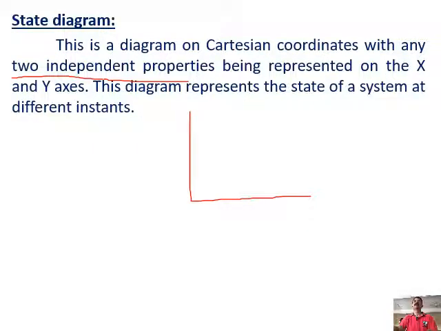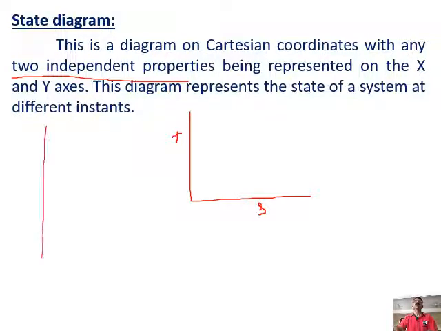Now here I can mark entropy and here I can mark temperature. Then it is called a temperature-entropy diagram. So by knowing the values of temperature and entropy at each and every state point, I can represent that point on this diagram, which is called the state diagram.